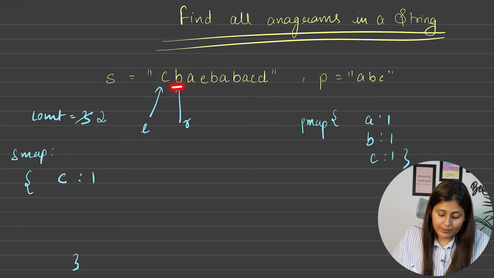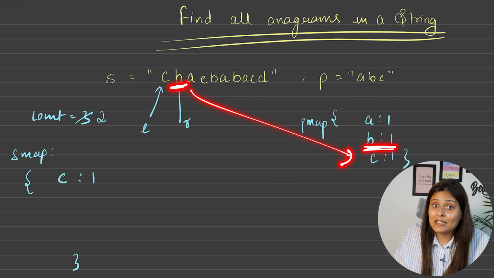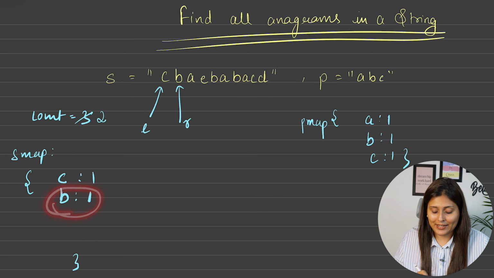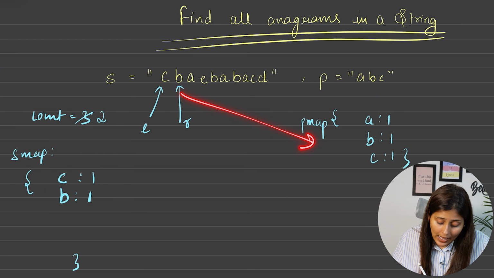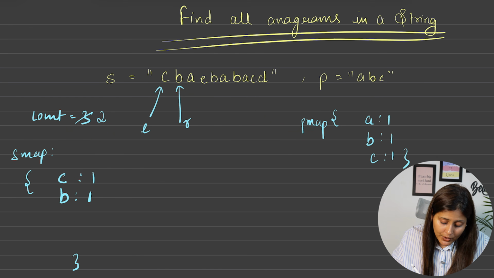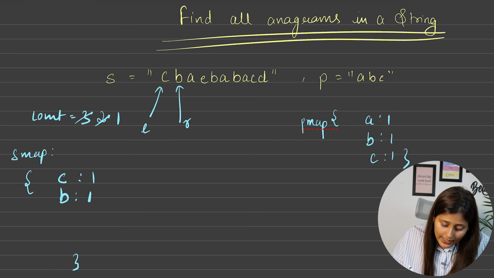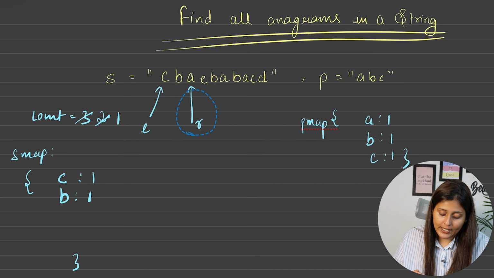Now again we'll read this B. Is this character's frequency in the P map greater than 0, meaning is it present? Yes, it means it is a required one. So whether it is required or not, whatever we encounter we will add in the map, but if it is a required one, then the count will get affected and we will reduce the count to 1, saying that so far we have encountered 2 characters which were needed here. Okay, again now we will move this R pointer ahead to A.